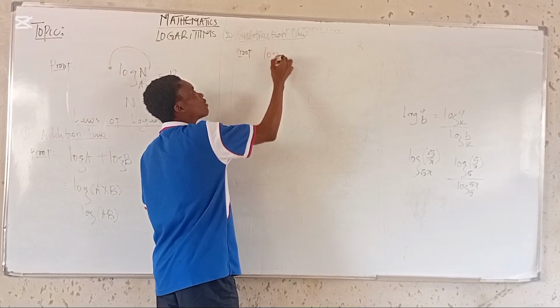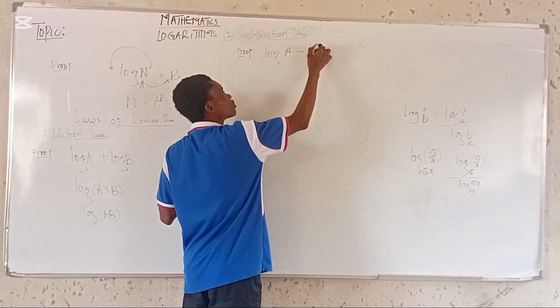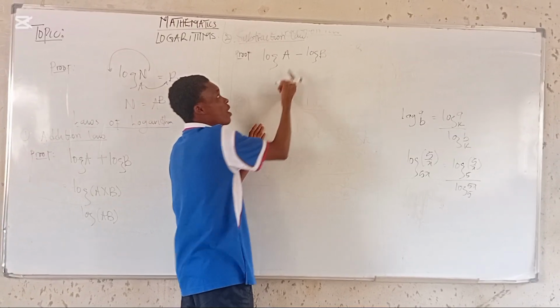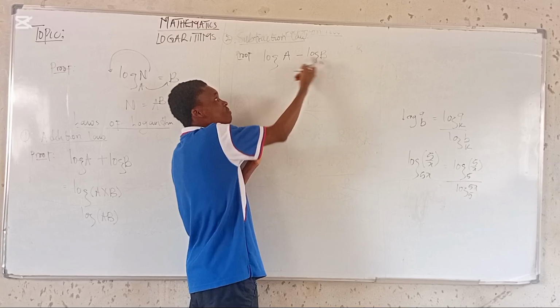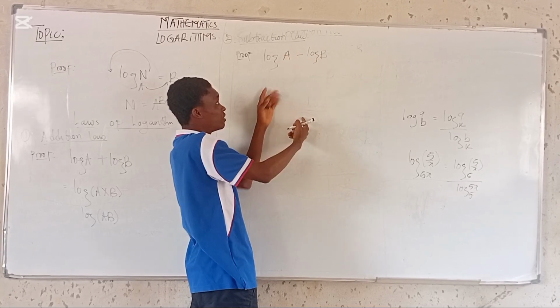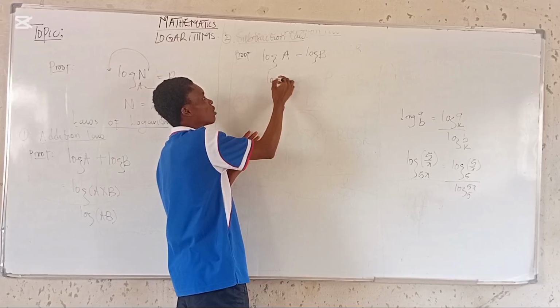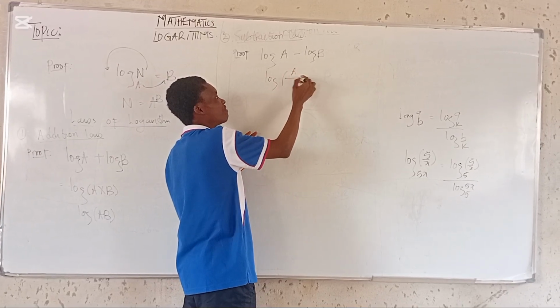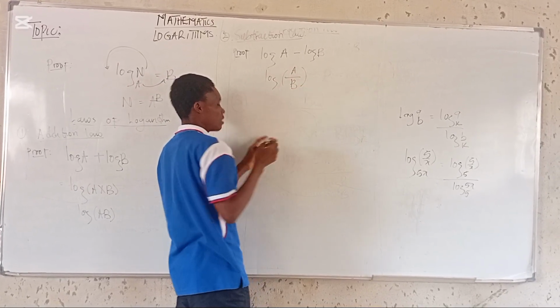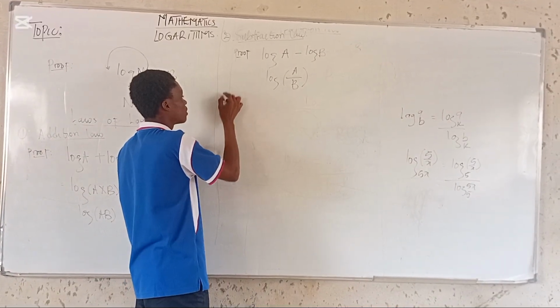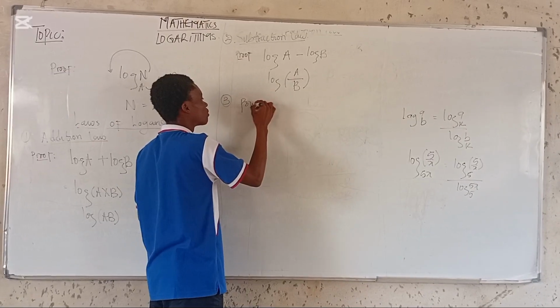If we have log a minus log b, the law states that when we are subtracting, if the two bases are the same, we take one of the base and divide the logs. So here becomes log a divided by b. And that's it. We have the next one, the power law.